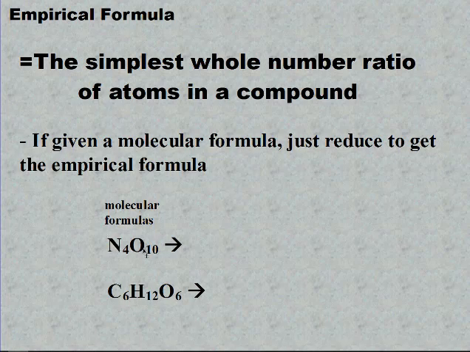So in this case, we see that 2 goes into both 4 and 10, so this can be reduced to N2O5. So this would be the empirical formula. For C6H12O6, you can divide that by 6, which gives you CH2O.